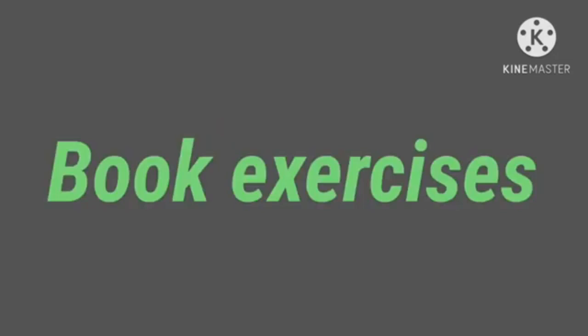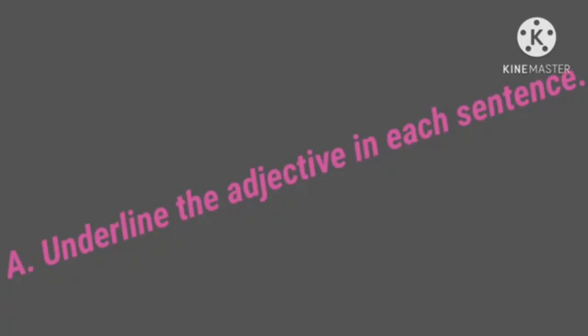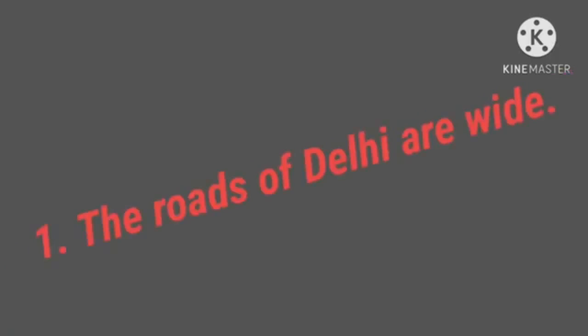Book exercises. Underline the adjective in each sentence. First one, the roads of Delhi are wide. So here, which is a describing word? Wide. Very good. So underline the word wide.